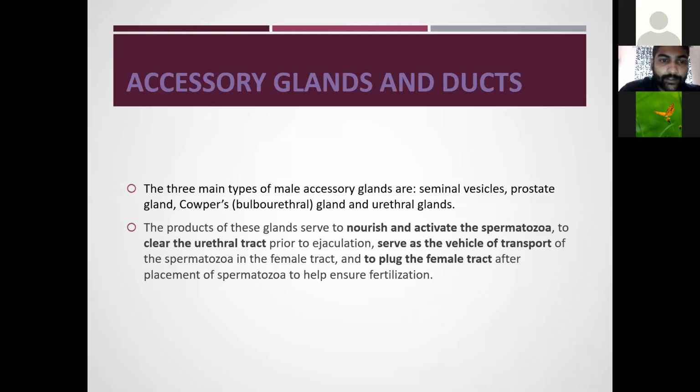There are three main accessory glands: the seminal vesicle, then the prostate gland, and the Cowper's gland, which is also known as the bulbourethral gland. Then there is one more gland, called the urethral gland, also known as the periurethral gland.